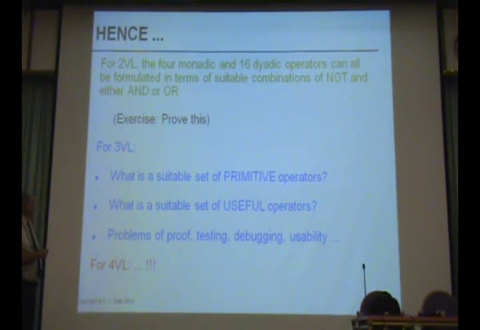Well, what about three-value logic? What's a suitable set of primitive operators? Notice, you see, in two-value logic, you don't need both and all. They're not both primitive, because either one can be expressed in terms of the other. It's very convenient to have them for human factors reasons, but you don't need both. So, what's a suitable set of primitive operators you must have in three-value logic to make sure you have all 19,000 operators? Understand, you must have all 19,000 operators. Because if you don't, you don't have three-value logic.